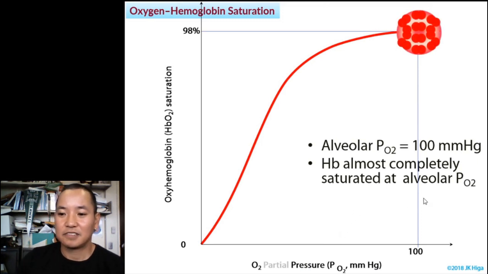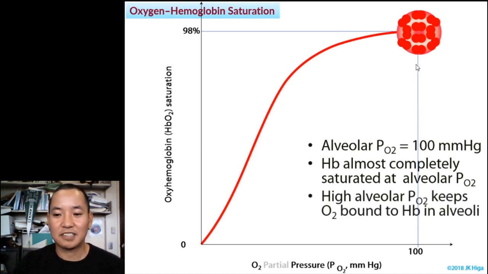So again, at alveolar partial pressure, you have almost 98% of the hemoglobin bound with oxygen. So it's the higher alveolar partial pressure that keeps oxygen bound to hemoglobin in your alveoli.